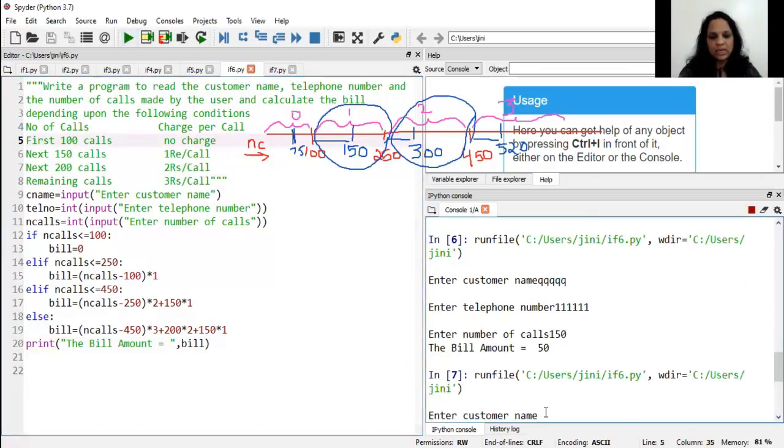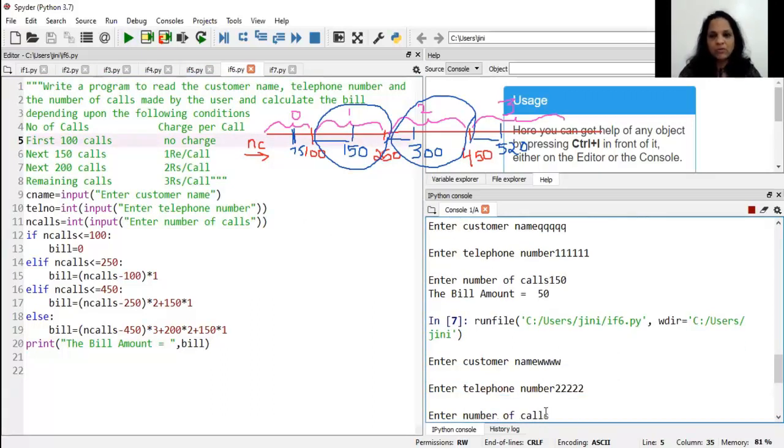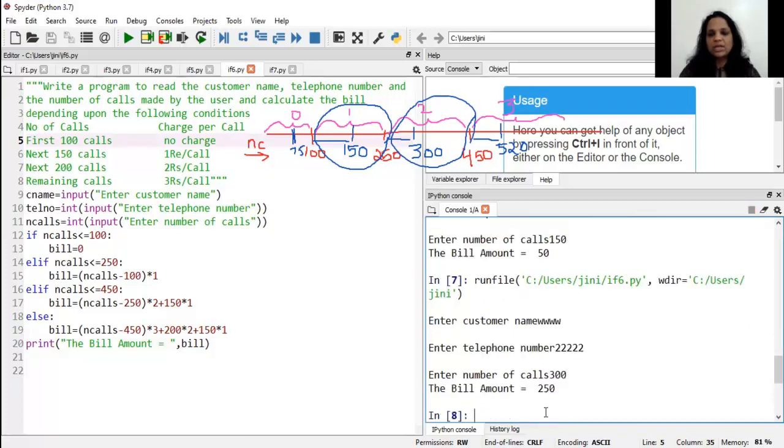Let's talk about another category. Probably, let's say www, telephone number 22222, number of calls. What did we take? 300. Okay, let's take 300. Now it's telling me the amount is 250. Let's just check. How much is 300 more than 250? 50. So for 50 calls, you were charged 2 rupees. So that 50 into 2 is 100. And for 150 calls, you were charged 1 rupee. So 150 plus 100, making it 250.